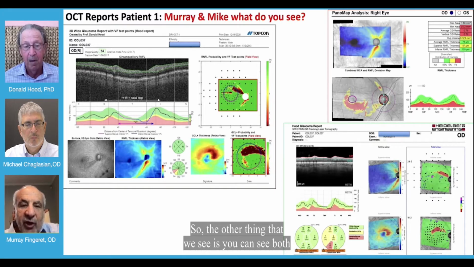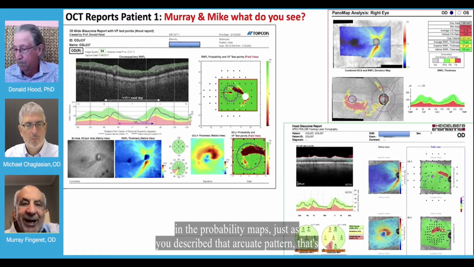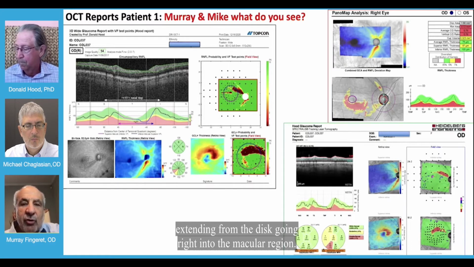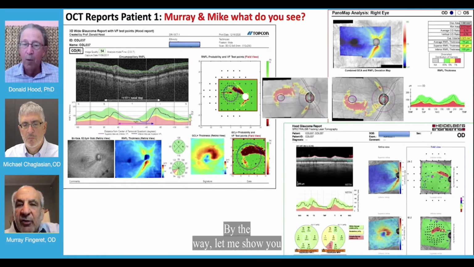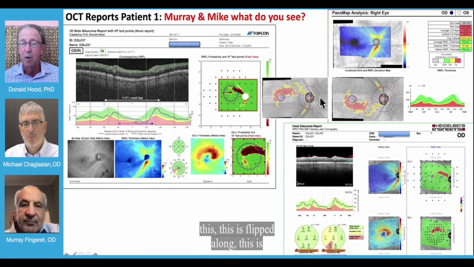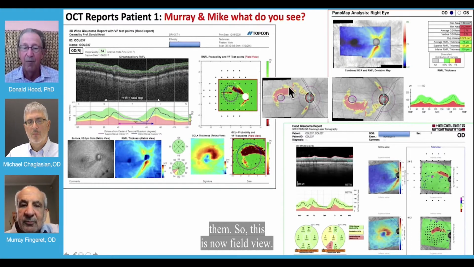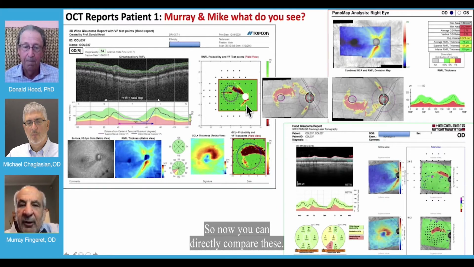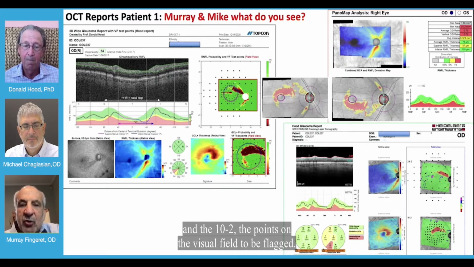So, the other thing that we see, in the probability maps, just as you described, is that arcuate pattern extending from the disc going right into the macular region. When we look at the panel map, we're seeing that similar appearance. But now, by the way, let me show you this. This is flipped. This was in retina view. This is now flipped, and I'm going to do that on most of them. So this is now field view, so you can directly compare these. Right. And you can get an idea of where you would expect, both on the 24-2 and the 10-2, the points on the visual field to be flagged.